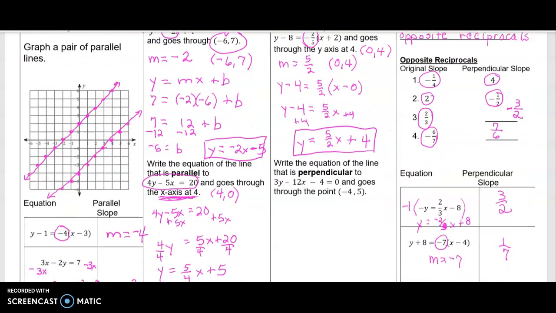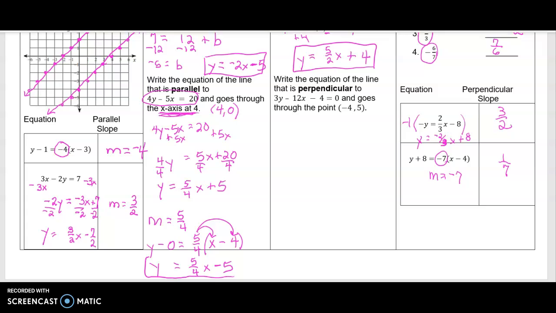Let's look at the last example. Write the equation of the line that is perpendicular to this line and goes through the point (-4, 5). Okay, so I'm going to have to find the slope of this line first. So we've got 3y minus 12x minus 4 equals 0. I'm going to leave my y's on the left. I'm going to add 12x and add 4 to both sides, just because I want to get my y's alone on the left.